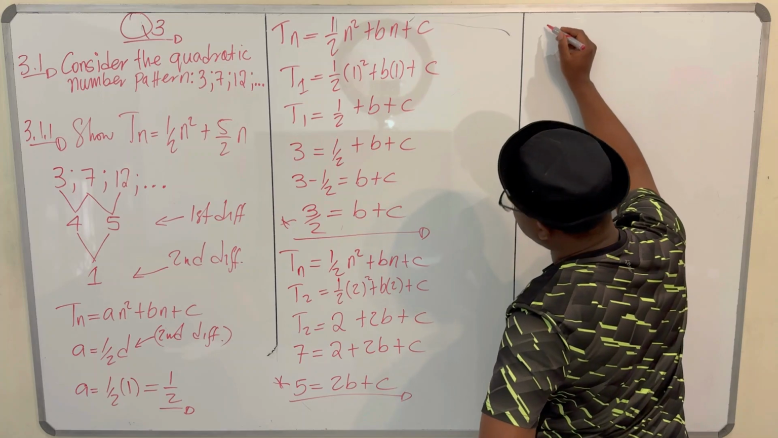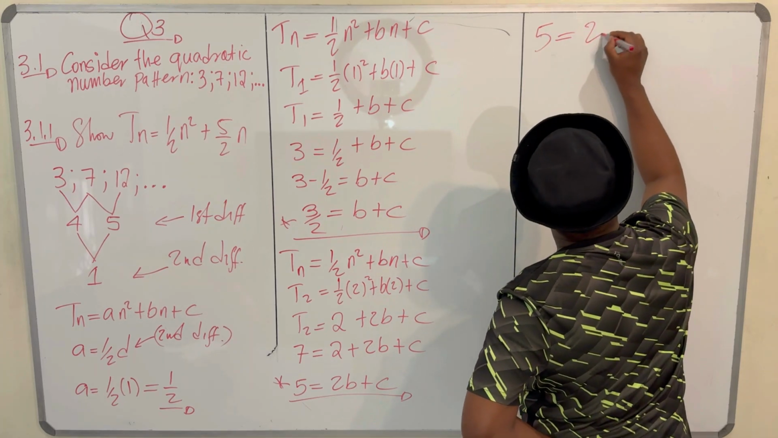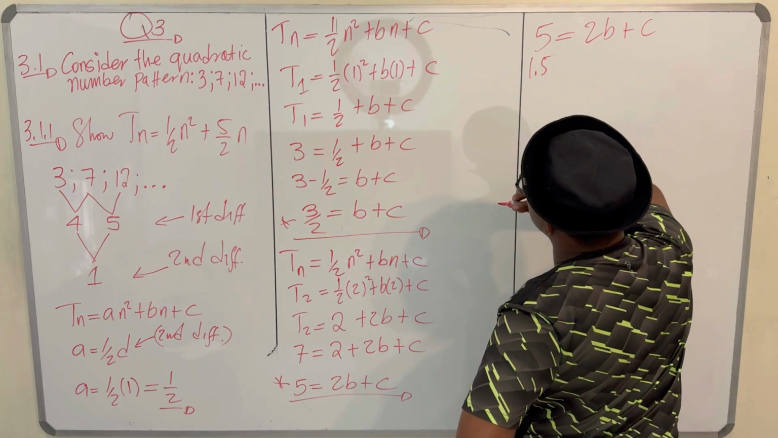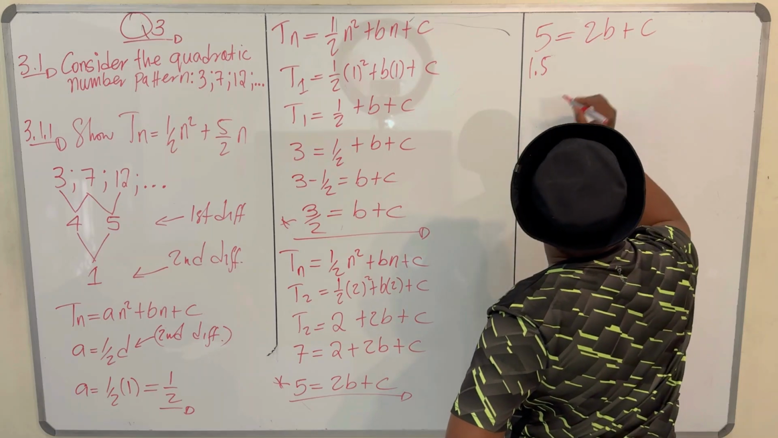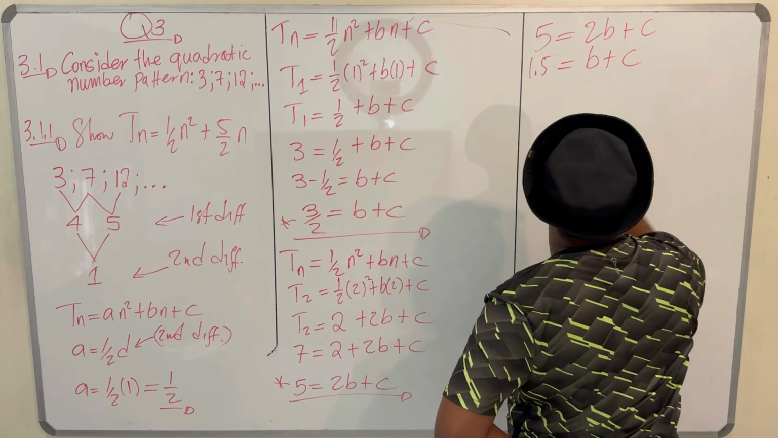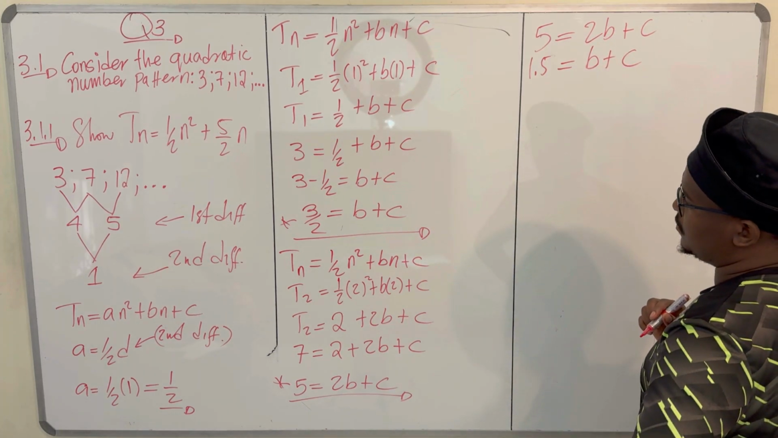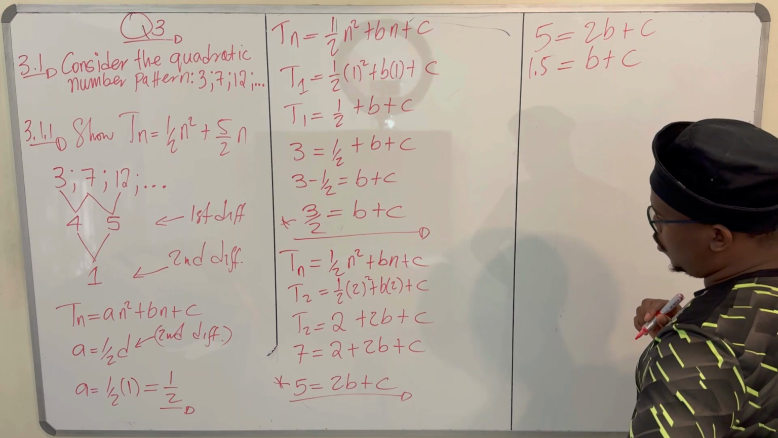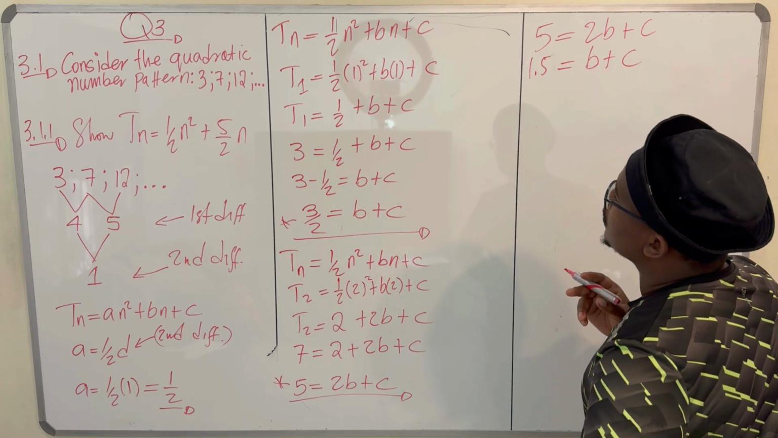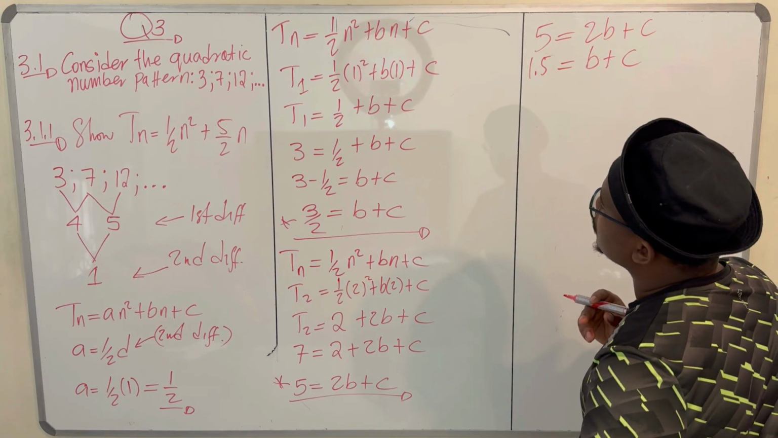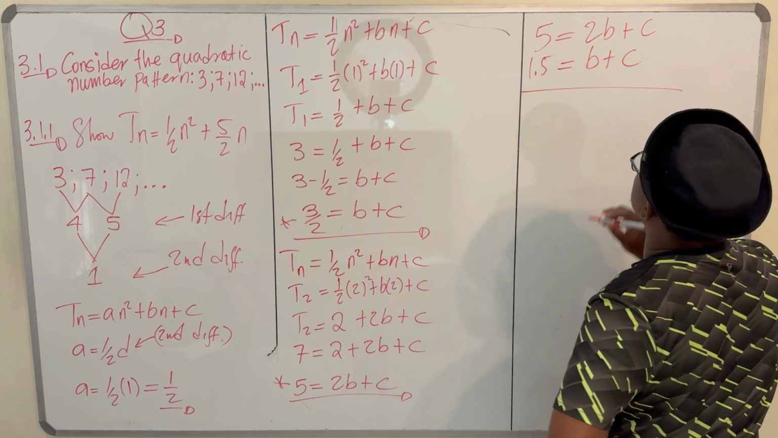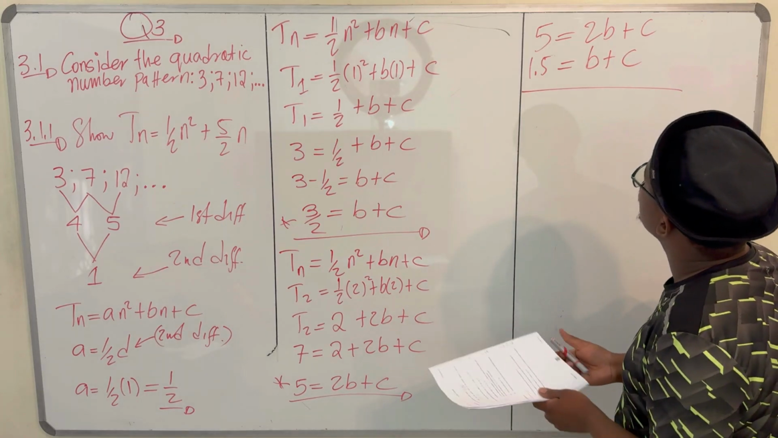You have 5 is equal to 2B plus C. And the other one is what? Is 1.5, right? Is 1.5 is equal to, what is it? B plus C, right? That's what you have. So what do you do? Oh, actually, I think we made a mistake. Wait. Okay, no problem. So let's subtract here. So you say your 5.